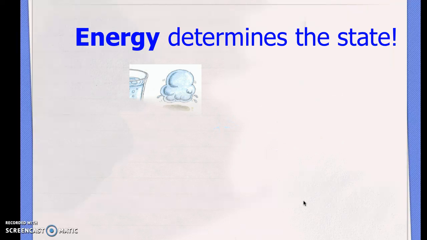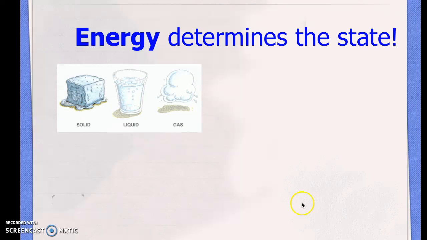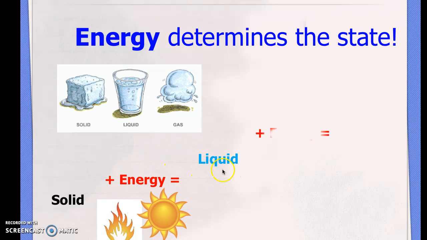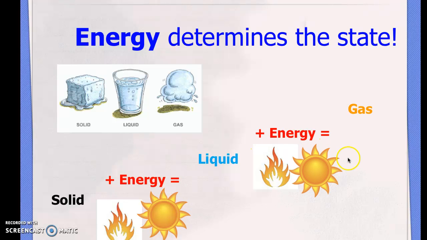Let's take a look. Energy determines the state. So, if we have a solid and we add energy, like heat or heat from the sun, then it changes state to a liquid. If we have a liquid and we add energy, like if we heat it up, that's energy, or if we get heat from the sun, then the liquid turns into a gas. So energy determines the state of matter.